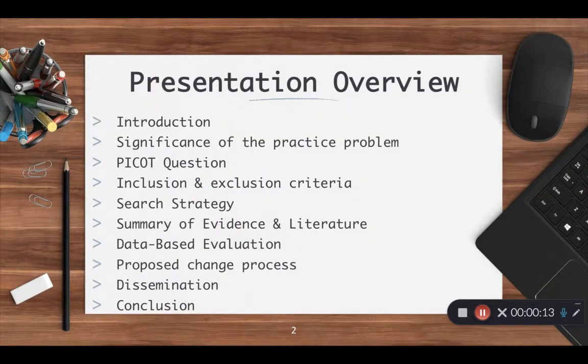This is the presentation overview. We're going to be talking about the introduction, significance of the practice problem, the PICO question, the inclusion and exclusion criteria, search strategy, summary of evidence and literature, data-based evaluation, proposed change process, dissemination, and conclusion.